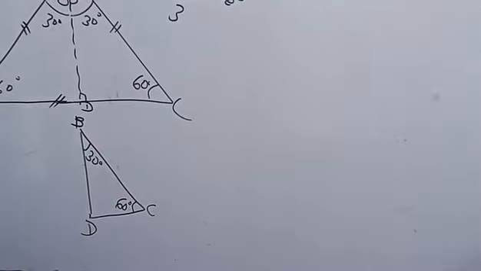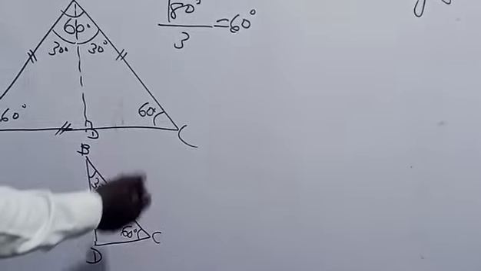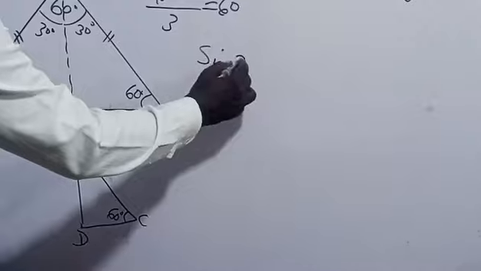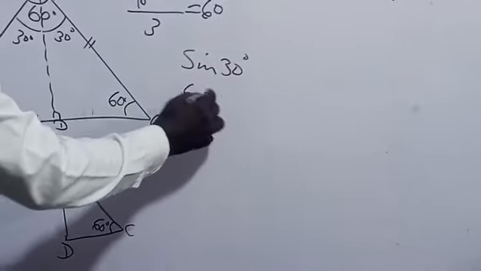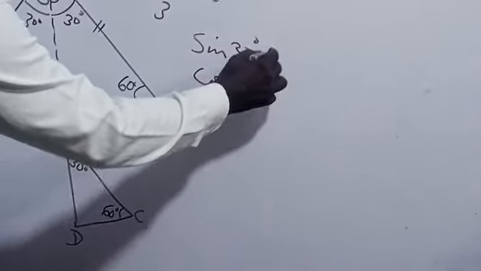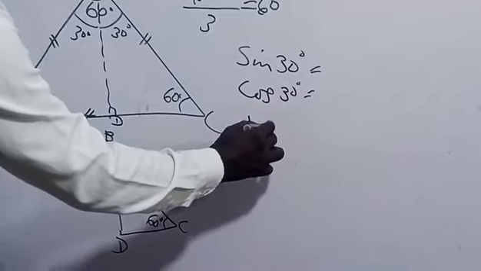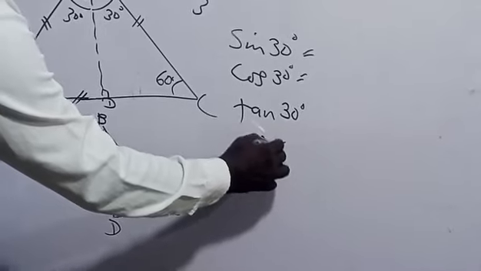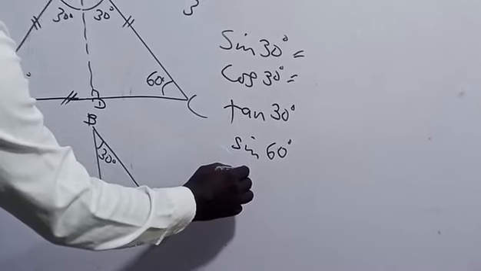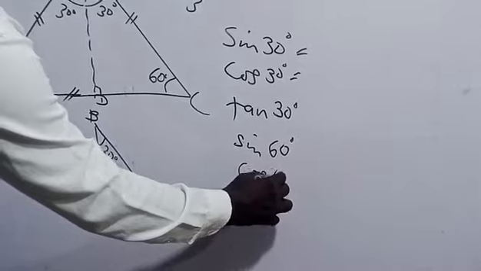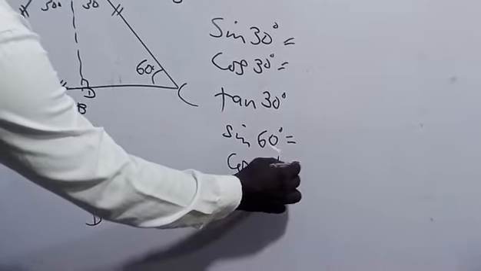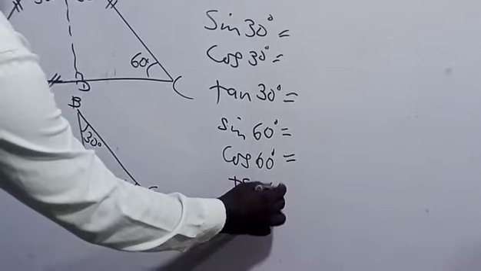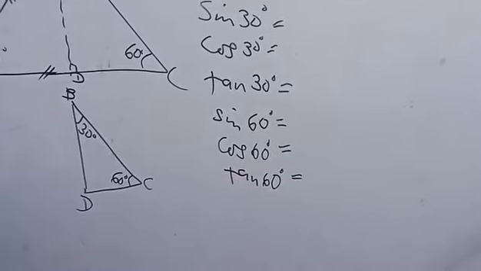So from here, we can now determine our very common angles. We can determine sine 30 degrees, cos 30 degrees, tan 30 degrees. Also, we can determine sine 60 degrees, cos 60 degrees, and tan 60 degrees. So let's go.